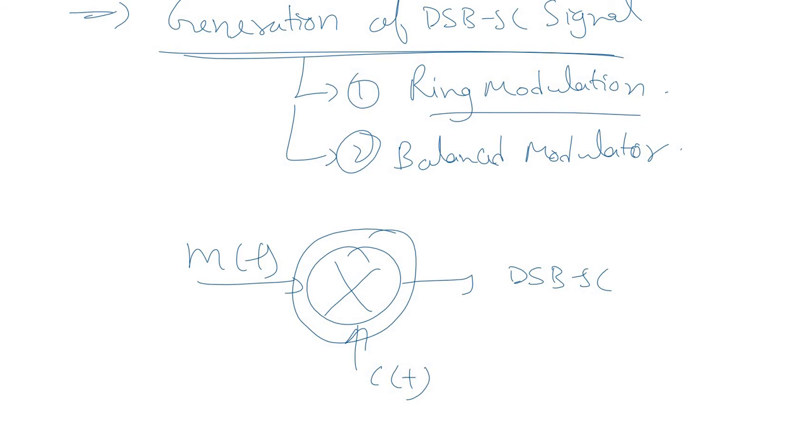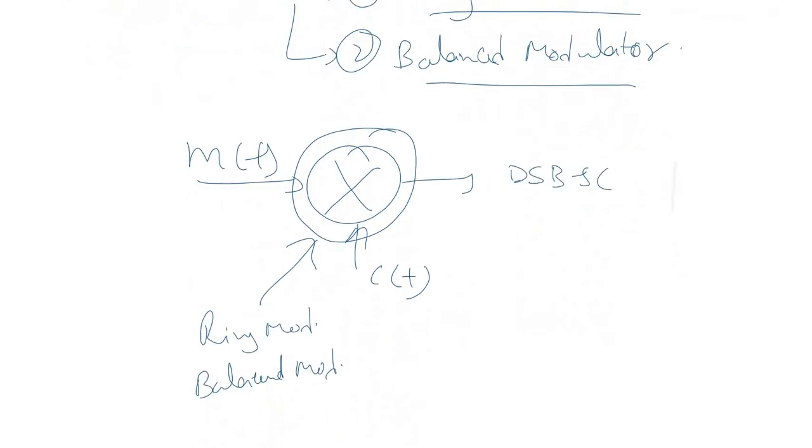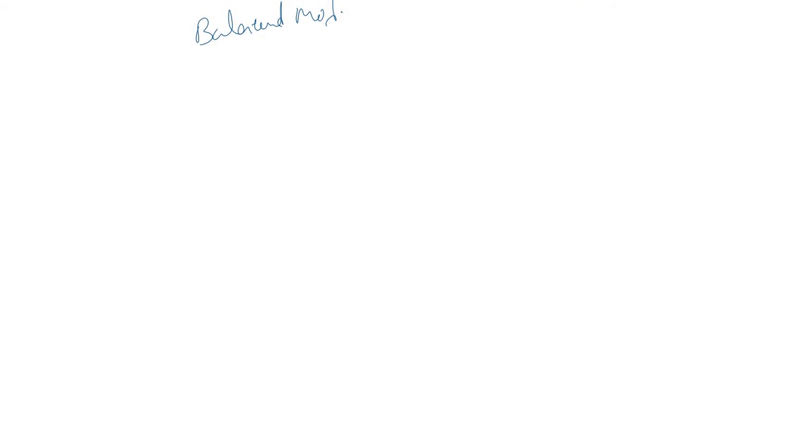So ring modulator and the balanced modulator, these two types of modulators help in the multiplication, hence the generation of DSB-SC type of signals. So this multiplier can be designed using a ring modulator method or the balanced modulator type of method. We'll discuss these two type of modulators one by one. Firstly, let us discuss the ring modulator method.